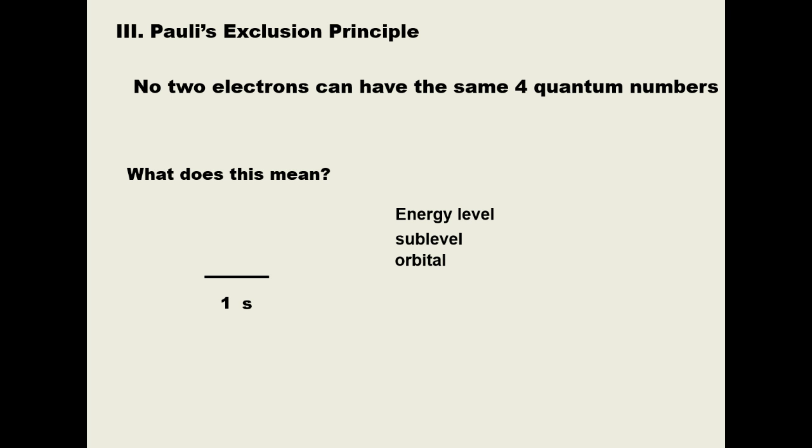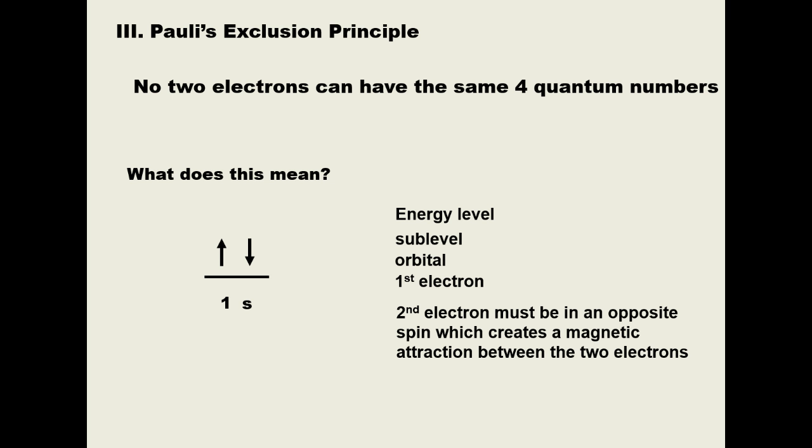Now, the fourth quantum number is the electrons. So we have one electron that goes into the orbital, and remember, you have a spin quantum number which says you can have 2 electrons, but they have to be in opposite spins. So you have one electron, and then we have the second electron, and that second electron is going to be in an opposite spin. So no 2 electrons will ever have the same 4 quantum numbers. That is what Pauli's exclusion principle means.